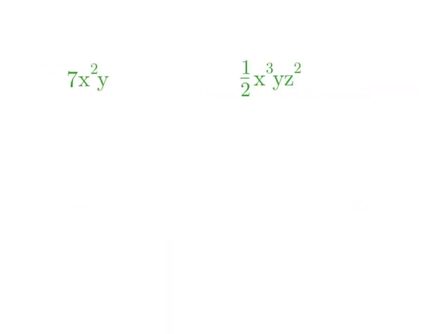Here are 2 examples. What would the degree be of this first one, since there's 2 different variables? When you add the powers together, what are you going to get? 3. Remember that there's an invisible 1 there, so the degree of that is 3. What about the second one? Go ahead and figure that one out. 6. Write it down. The degree of the second one. Again, there's an invisible 1 there. So what is the degree of that one? 6. Easy enough.